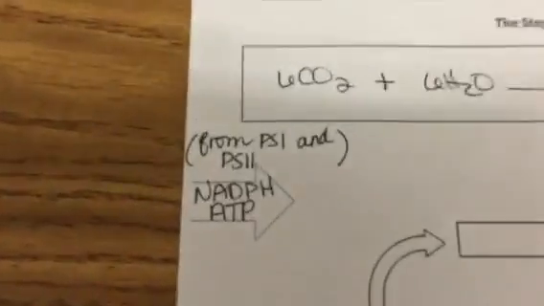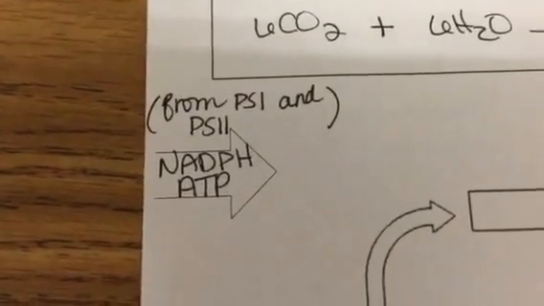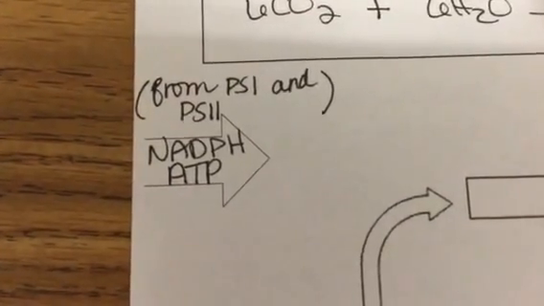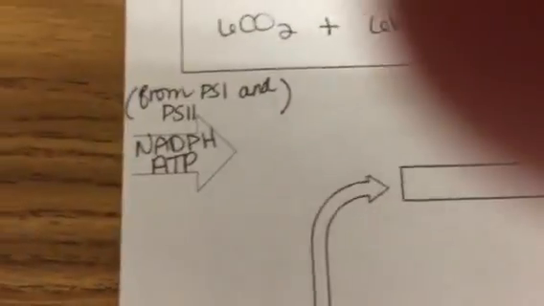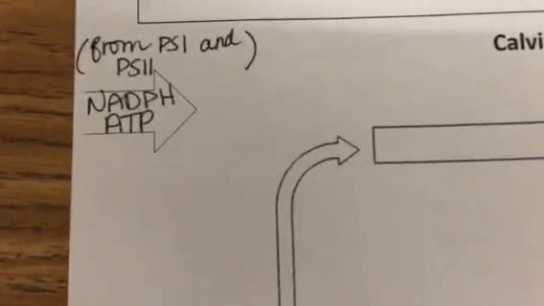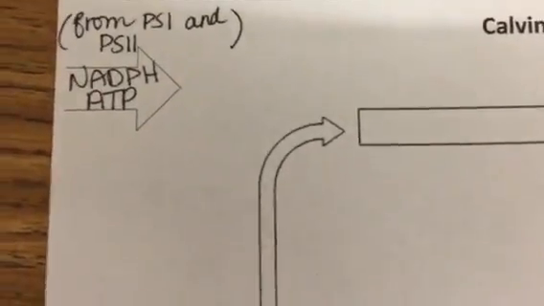So if you go over here, you can see I've got an arrow coming from the other side of the paper, and we have NADPH and ATP that are from photosystems 1 and 2. We're going to use those to energize molecules and help convert them into sugar. And we're going to start here on the left-hand side of the paper.